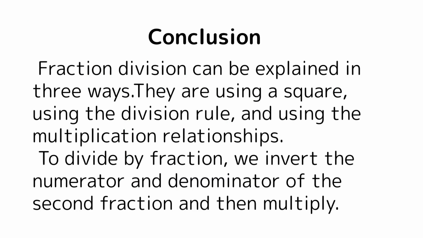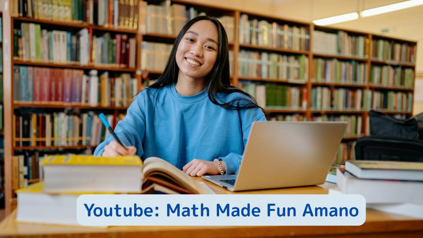Conclusion. Fraction division can be explained in 3 ways. They are using a square, using the division rule, and using the multiplication relationships. To divide by a fraction, we invert the numerator and denominator of the second fraction and then multiply. The division rule is made from the multiplication relationships. Remembering the division rule is easy. For elementary school children, it may be enough.